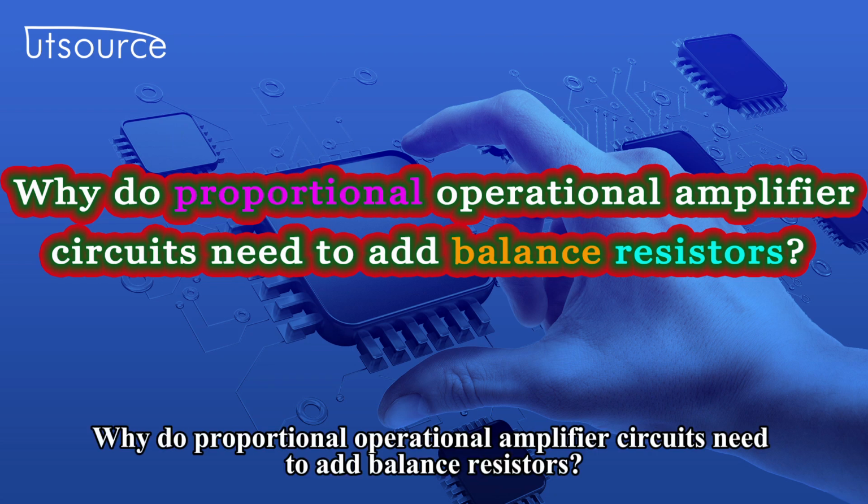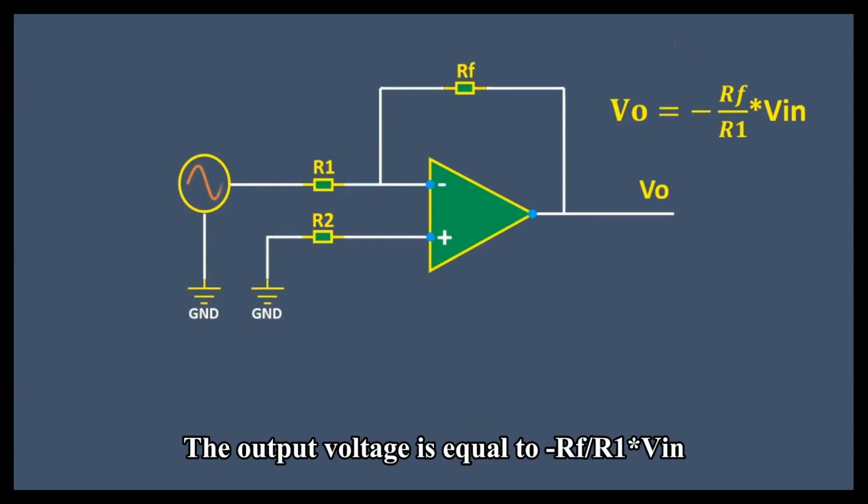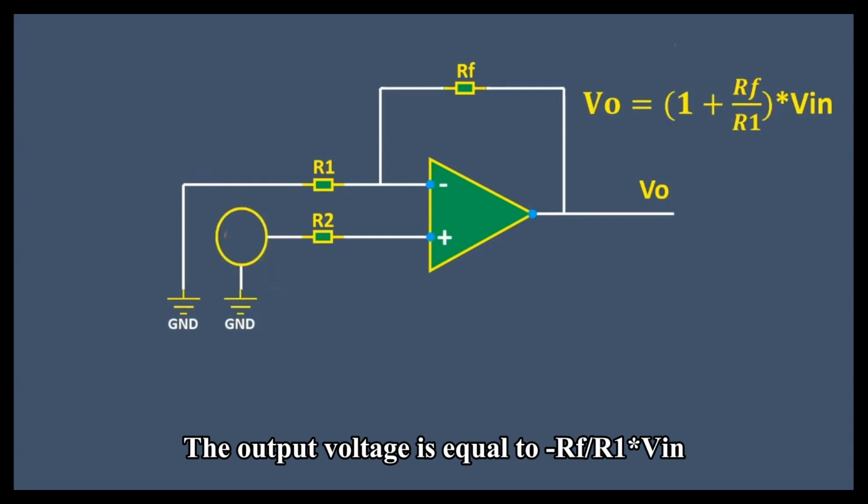Why do proportional operational amplifier circuits need to add balance resistors? This is an inverting proportional operational amplifier circuit. The output voltage is equal to negative RF divided by R1 times VIN.